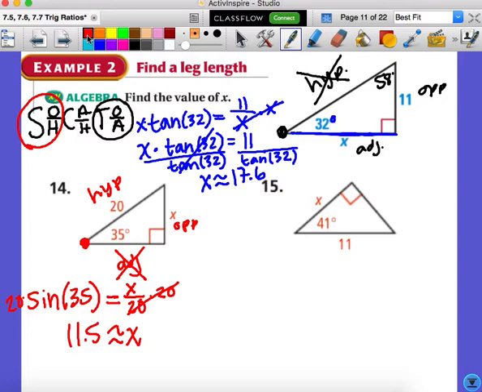I would encourage you to try number 15 on your own and then come back and watch the video to make sure you did it correctly.